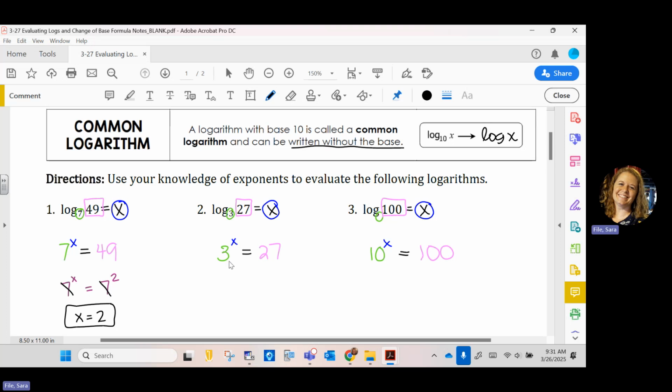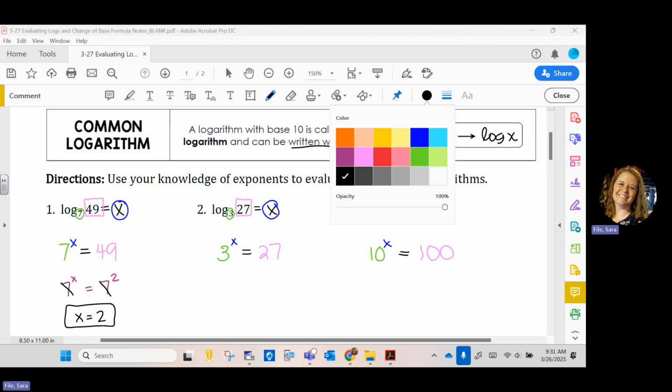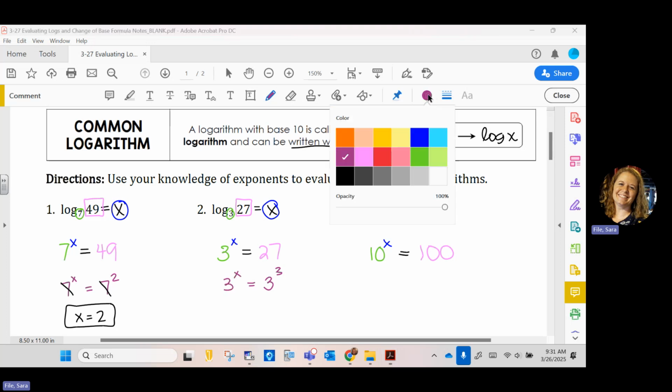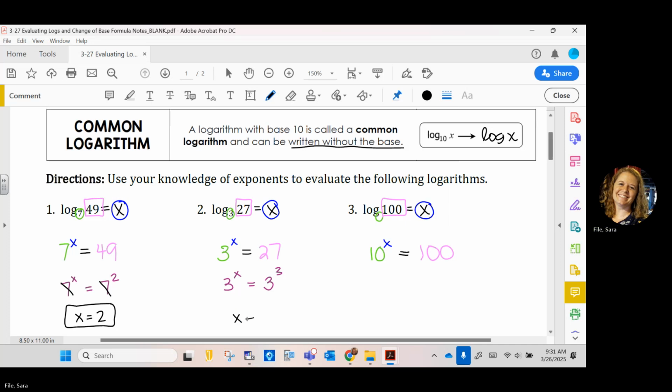Does anybody know 3 to what power is 27? 3 cubed. It's 3 times 9, but that's not what a power does. A power is multiplying it by itself. 3 times 3 times 3 is 27. So I can replace the 27 with 3 cubed, which shows me that x must be 3.